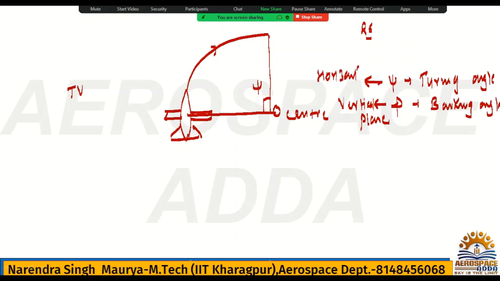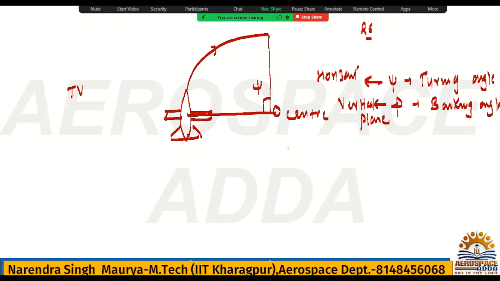Horizontal plane means you can see it on the top view. Like here, check. So psi is the turning angle, but phi and psi both will happen at the same time. Hope you understood. As I told you, I have given the example of the cycle. If you are going to turn towards left or right, at that time you have to tilt your cycle, left or right. Understood? Similarly here, banking and turning, phi and psi always happen parallelly, at the same time.